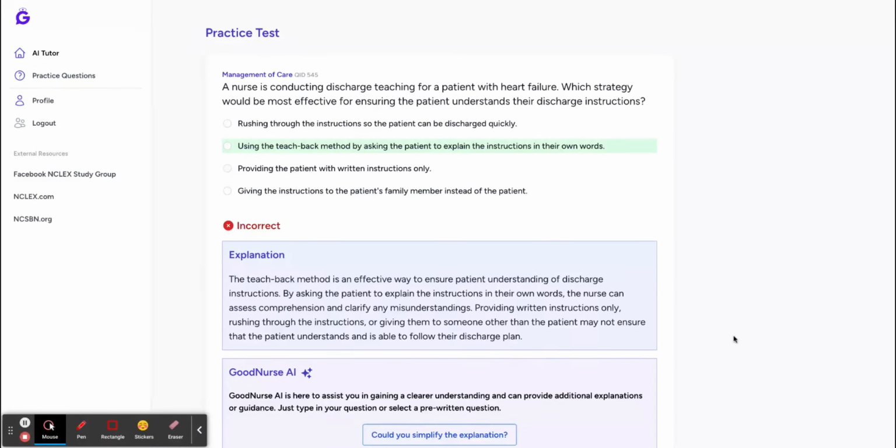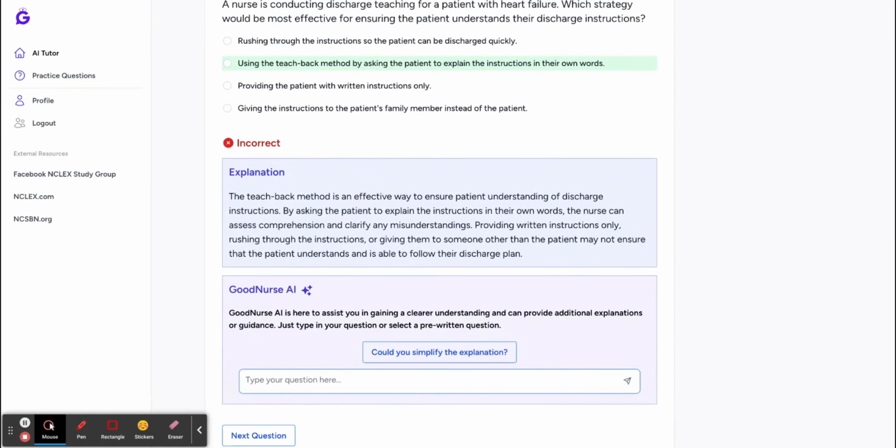The best approach is B, using the teach-back method. This ensures the patient understands and can follow their discharge plan, promoting better health outcomes.